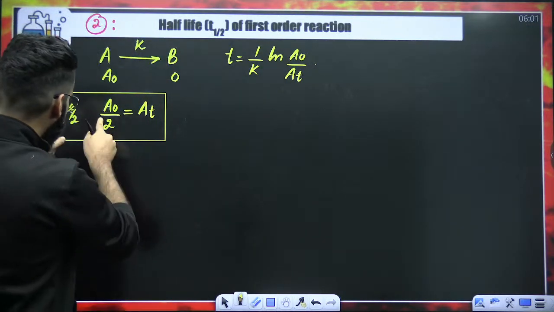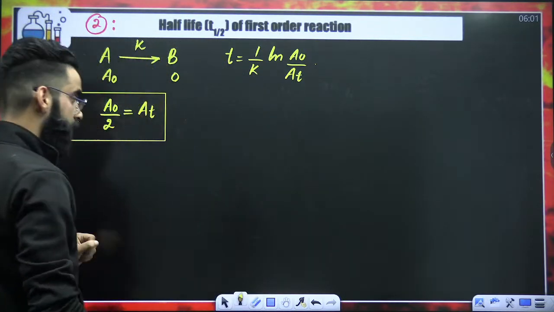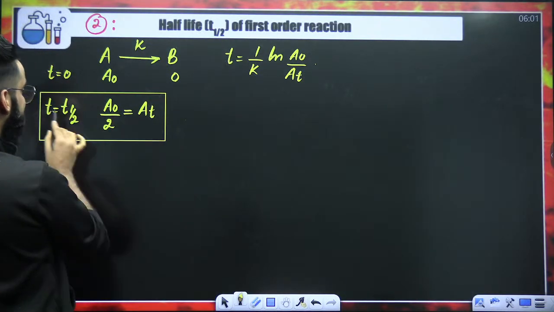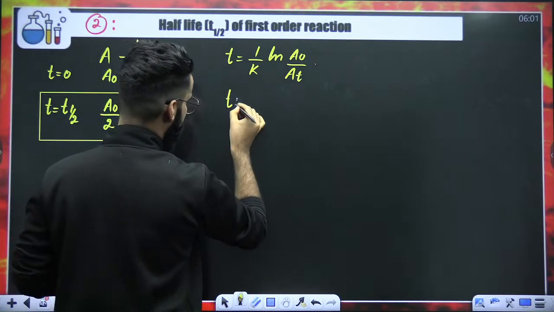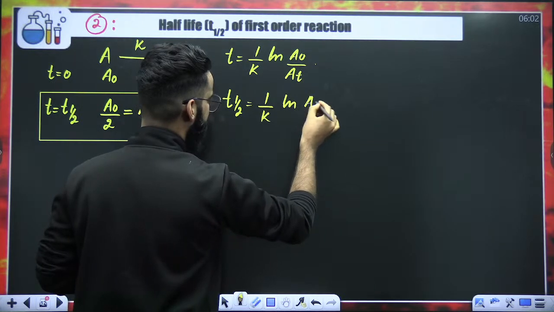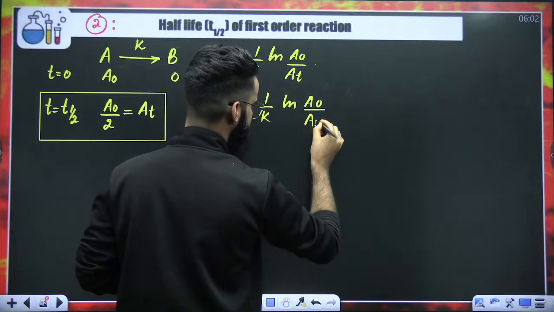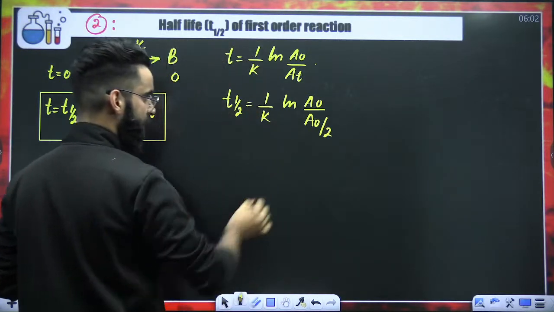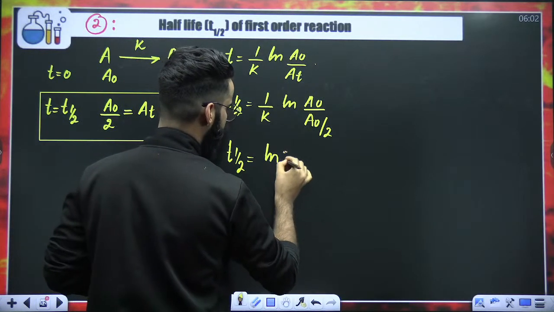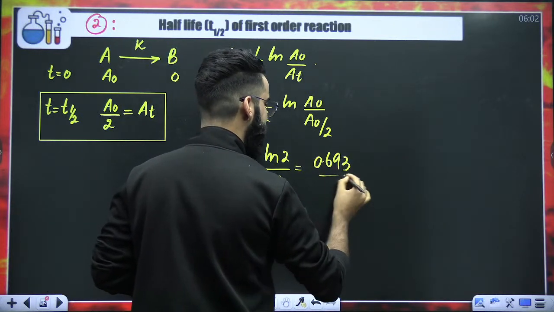My dear students, if I put these conditions in the equation, what will I get? Instead of T over here, I'll be writing T half is equal to 1 divided by K, ln of A0 divided by AT, where the AT value is equal to A0 by 2. So A0 A0 gets cancelled. So you got to know T half is equal to ln of 2 divided by K. And ln 2 value you already know, that is 0.693 divided by K.